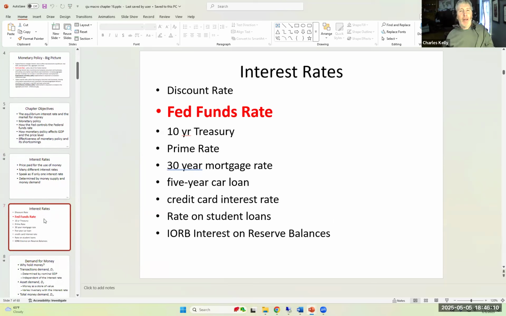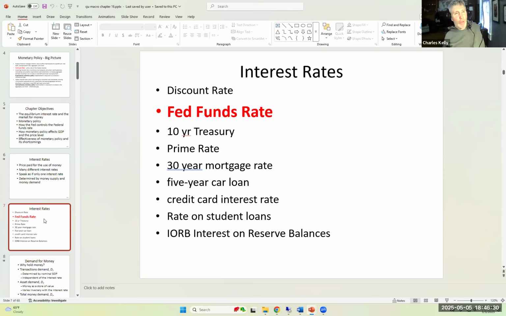There's definitely a question about which interest rate is the rate at which the Fed lends money to banks or other financial institutions who need to borrow money. That's the discount rate. Well, which interest rate is the policy rate of the Fed? That's the Fed funds rate, right?